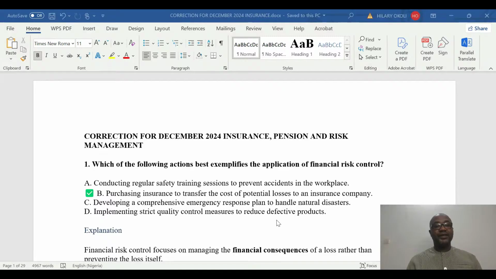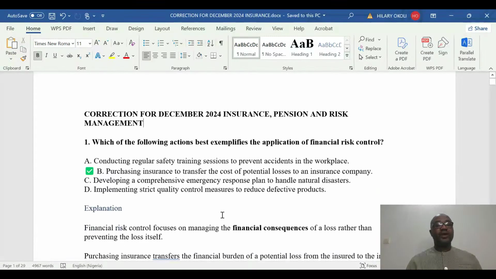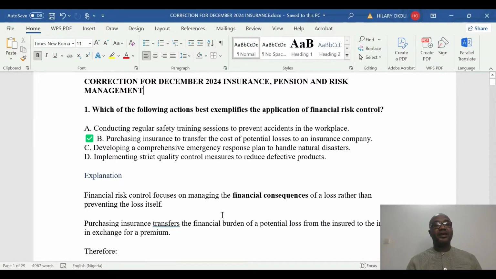the following actions best exemplify the application of financial risk control? So the right answer there is purchasing insurance to transfer the cost of potential losses to an insurance company. Because remember, risk control comes with reference to insurance. There's a transfer of that risk, so you transfer the risk so you don't bear the burden. However, you're going to pay a premium.